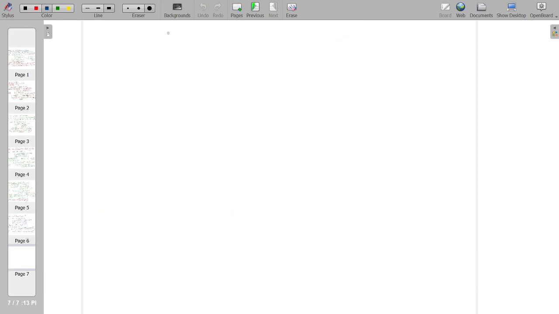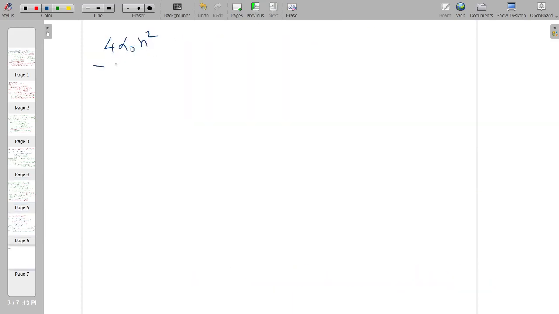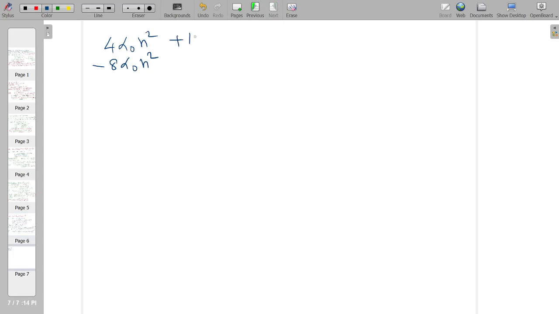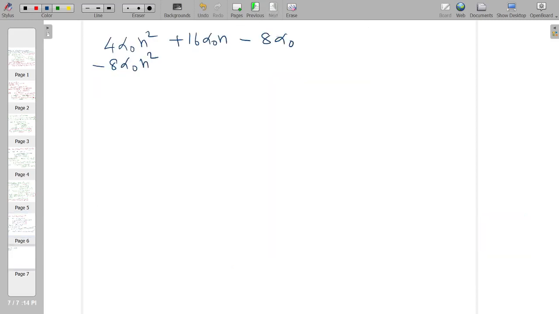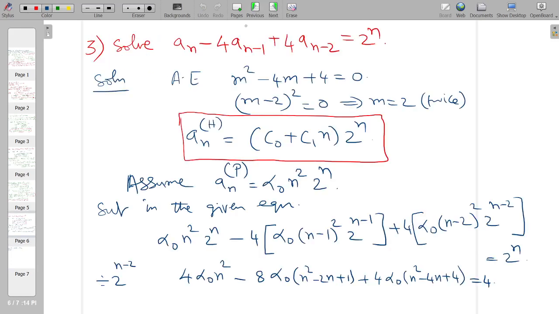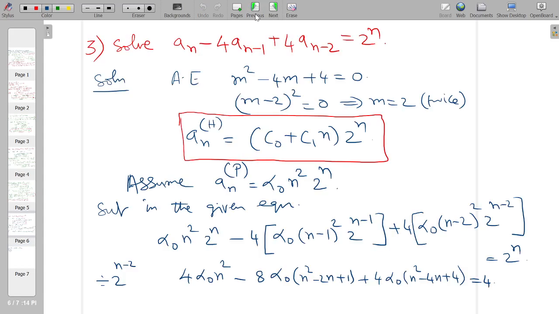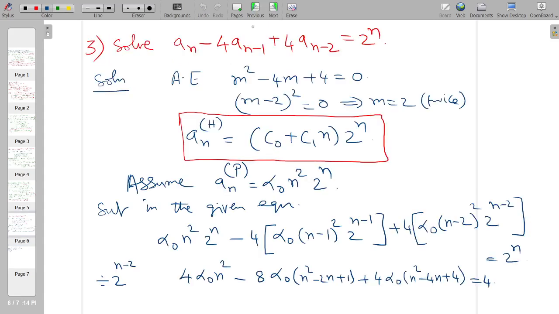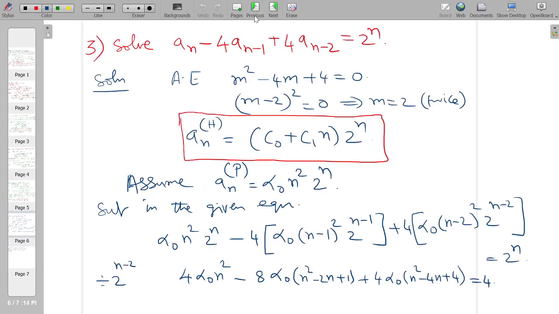So now let me simplify this further. Let us group the terms: 4 alpha_0 n squared, minus 8 alpha_0 n squared, plus 16 alpha_0 n, minus 8 alpha_0, plus 4 alpha_0 n squared, minus 16 alpha_0 n, plus 16 alpha_0, the whole thing is equal to 4.